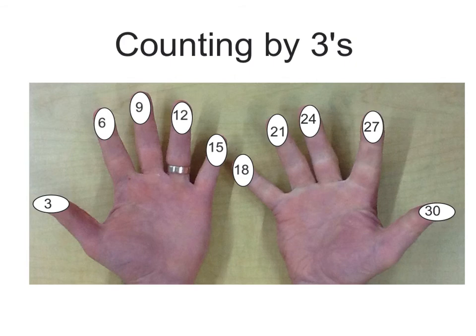This is a great strategy for anybody who does not have all their multiplication facts memorized. Counting by threes. Ready? Here we go. 3, 6, 9, 12, 15, 18, 21, 24, 27, 30.